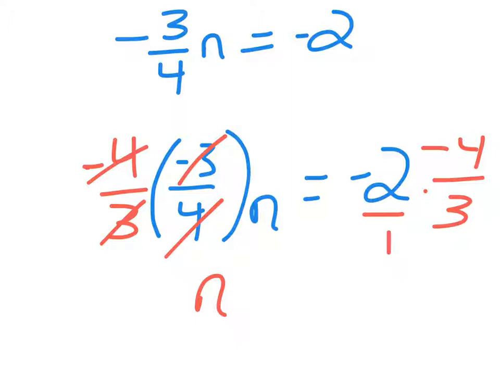Okay, so let's do the top first. We have a -2, and we need to multiply that by a negative 4. When you do that, a negative 2 times a negative 4, think back to your rules. Negative times a negative is a positive, and 4 times 2 is 8. Then on the bottom, just multiply across. We have 1 times 3, which gives me 3. So I write a 3 on the bottom. And so my answer is n equals 8/3.